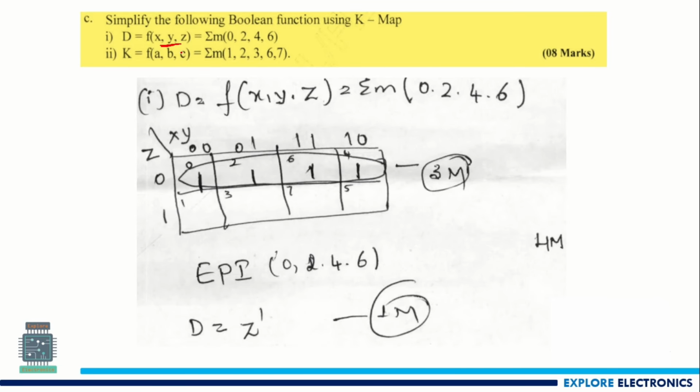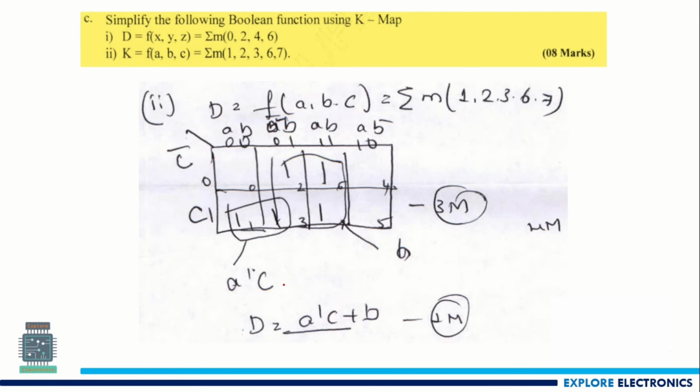Simplify the following Boolean function using k-map. Here this is a 3 variable expression, we need to use 3 variable k-map. X, y, z is given. So you can take z over here or x over here and 2 variables over here, and you can write. So carefully group this, it will give you the result z bar. And the second expression A, B, C, you will be having these values. If you group together it gives a bar c plus b.